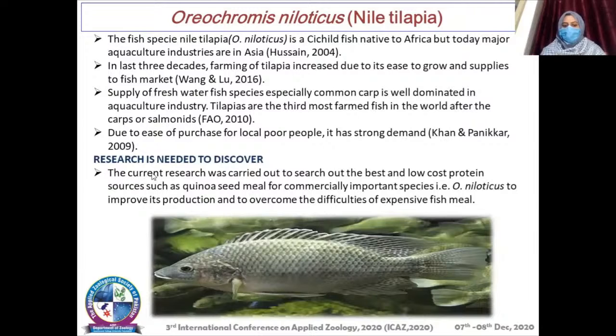The current research work was carried out to search out the best and lowest cost protein sources such as quinoa seed meal for the commercially important species, Oreochromis niloticus, to improve its production and to overcome the difficulties of expensive fish meal.